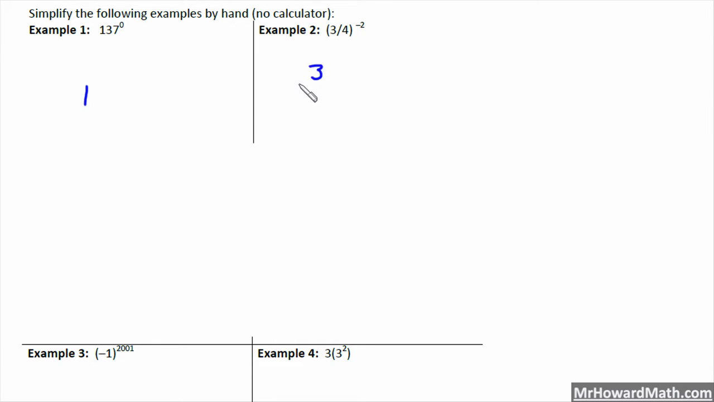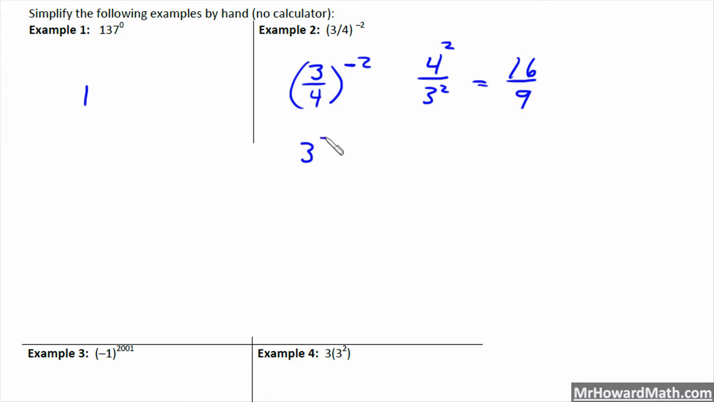So I'm going to rewrite that with a horizontal fraction bar so we can see what's going on. So there is a shortcut for this rule. If you raise a fraction to a negative exponent, you can just take the reciprocal of that fraction and raise it to that positive exponent. So change the sign of the exponent, take the reciprocal, so the 4 comes on top, 3 comes on bottom. So that gives us 16 over 9. 4 squared is 16, 3 squared is 9.